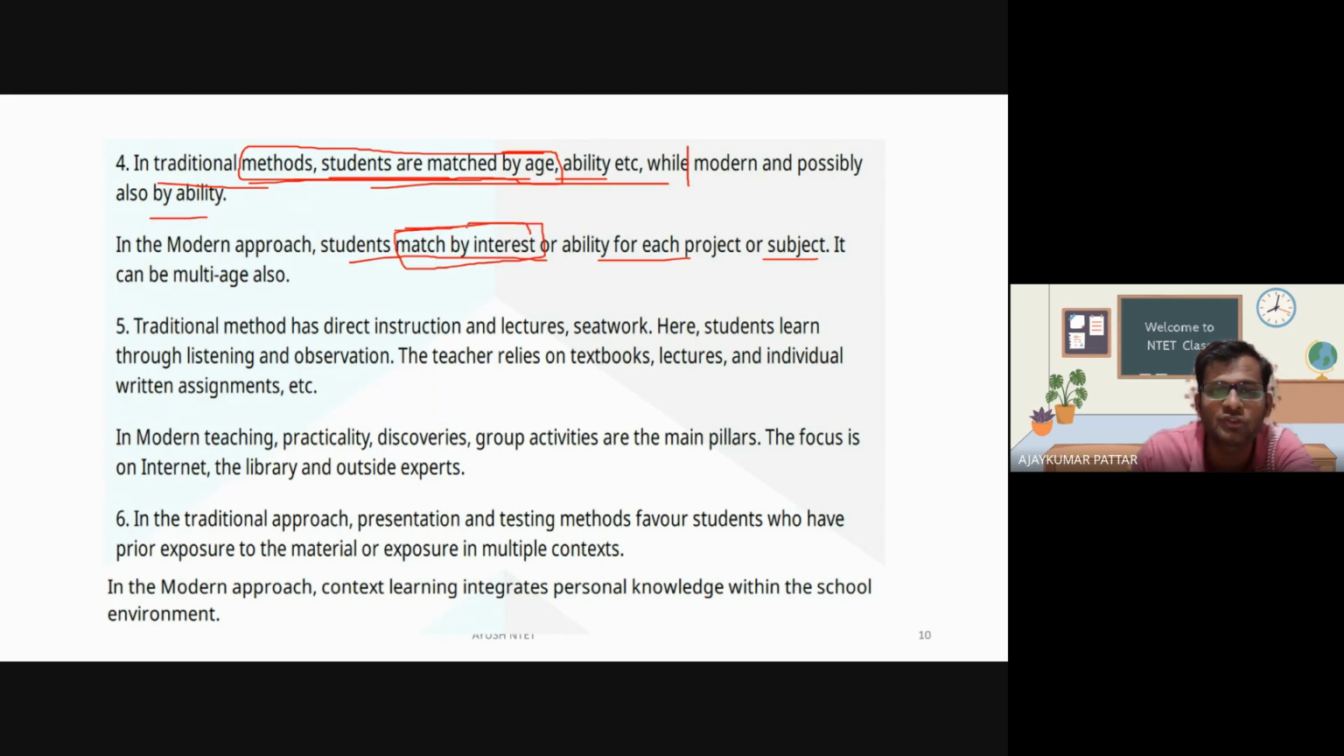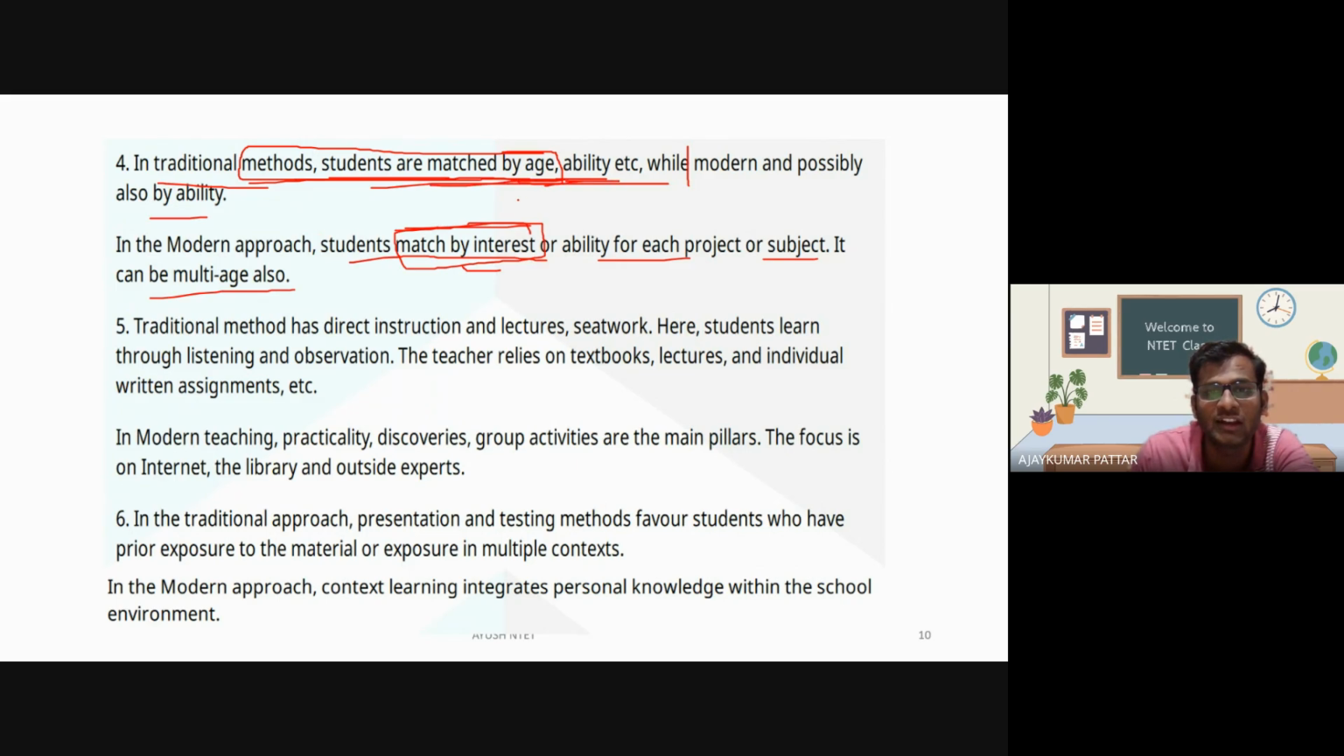The modern approach goes by interest and ability of each project or subject, or it can be multi-age also. Multi-age means if a high school student is interested in robotics, and an engineering student is also interested in robotics, we will match them by their interest and ability, project or subject, not by age. But in the traditional method, we will match mainly by age and ability.